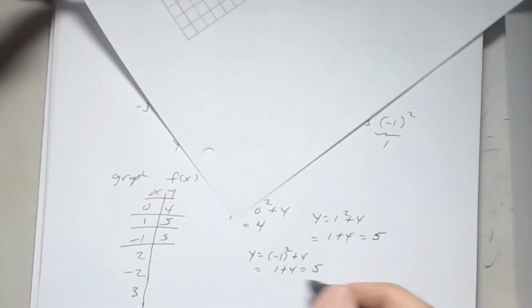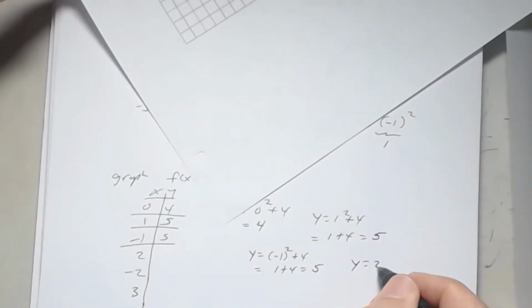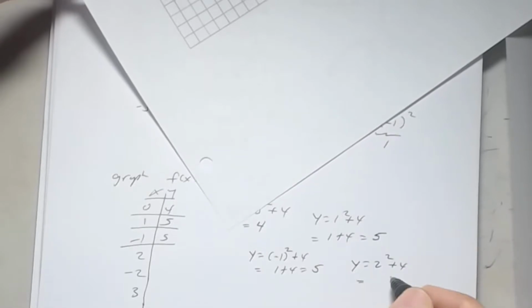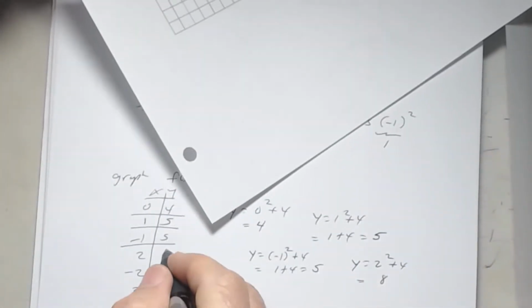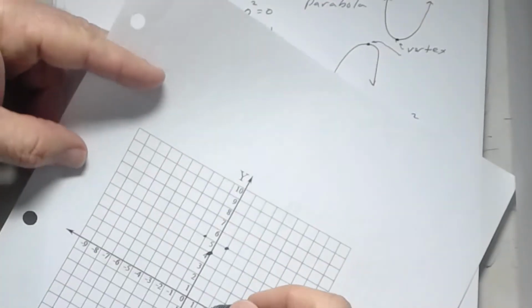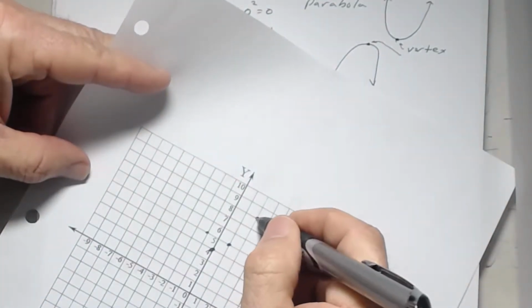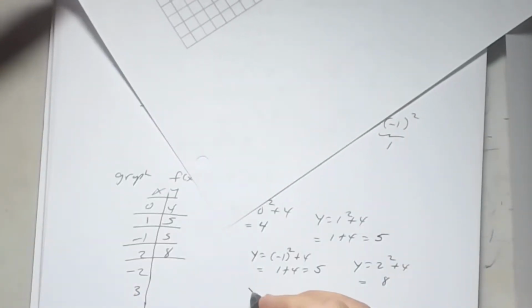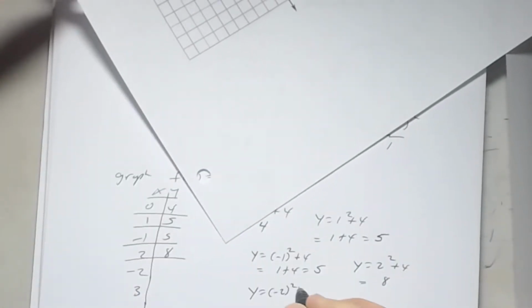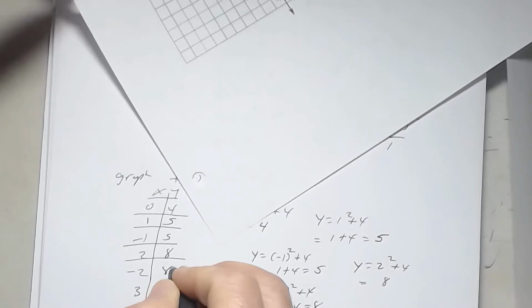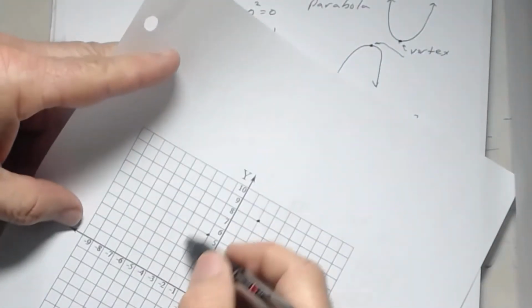If x is 2, I get y equals 2 squared plus 4, which is 8. So I plot the point 2, 8, which is right here. If x is -2, I get y equals -2 squared plus 4, which is also what? 8. 4 plus 4 is 8. So -2, 8.